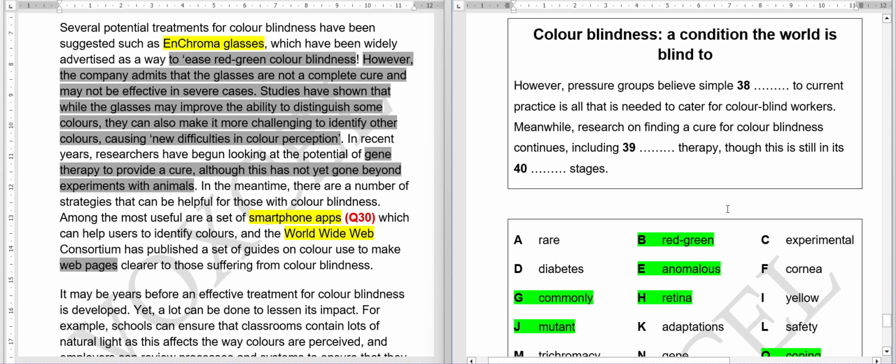Okay, 38th. However, pressure groups believe simple adjustments to current practice is all that is needed to cater for color blind workers. So there is no mention of pressure groups in this particular paragraph. Let's read the other. Meanwhile, research on finding a cure for color blindness continues, including blank therapy, though it is still in its blank stages. Is there any mention of research that is still in its developmental stages?